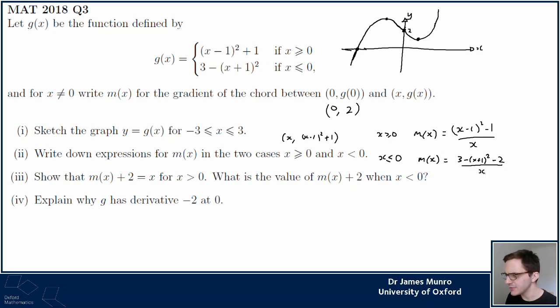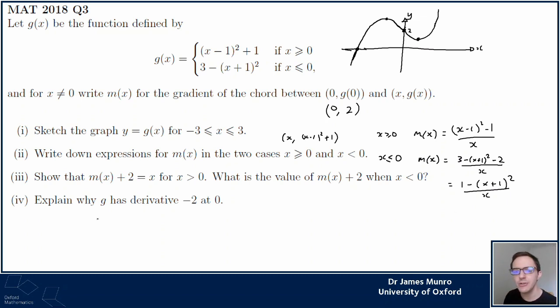X minus 0 is now negative on the bottom, but that's still the expression for the gradient. Oh look, 3 minus 2 is 1, so this looks suspiciously similar, doesn't it? Let's write that 1 minus x plus 1 squared over x. Okay, that's my answer for 2.